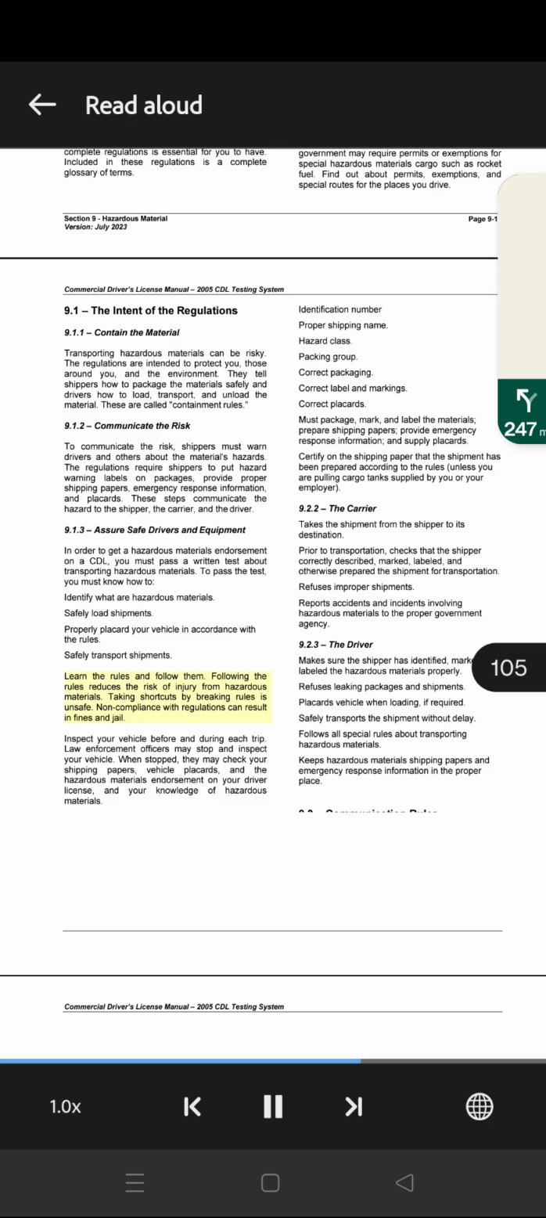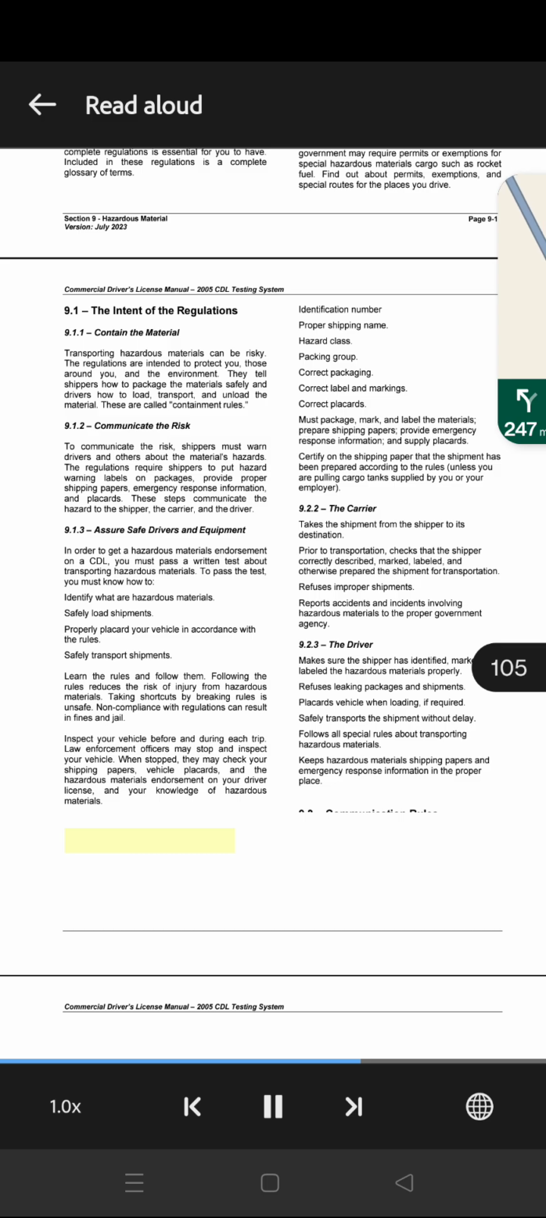Following the rules reduces the risk of injury from hazardous materials. Taking shortcuts by breaking rules is unsafe. Non-compliance with regulations can result in fines and jail. Inspect your vehicle before and during each trip. Law enforcement officers may stop and inspect your vehicle. When stopped, they may check your shipping papers, vehicle placards, and the hazardous materials endorsement on your driver license, and your knowledge of hazardous materials.